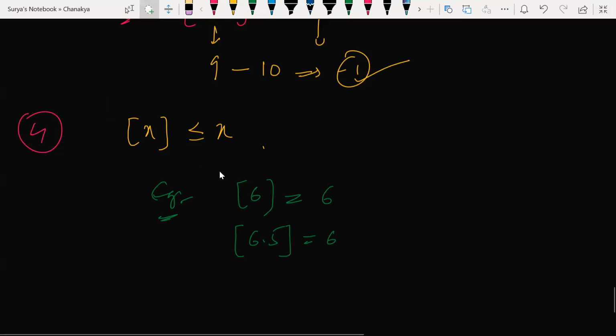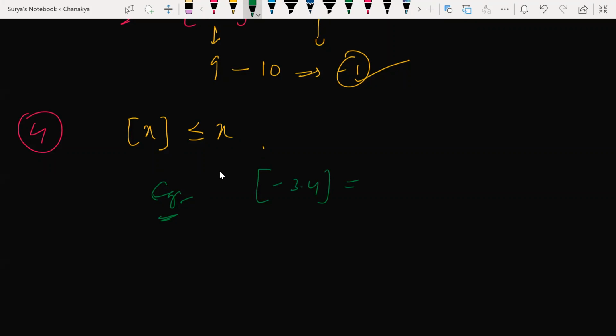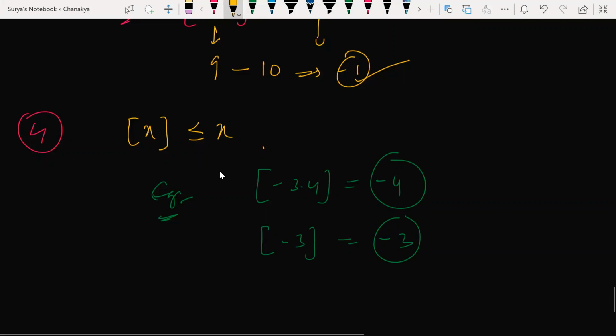Step x always generates what? Less than or equal to x. Always generates less than or equal to x. Now, sir, why is it less than? If I say -3.4, beta, what is the answer going to be? -4. If I say -3, what is the answer going to be? -3 only. Check. It always generates the value which is less than or equal to. I'm talking about the definition, beta.